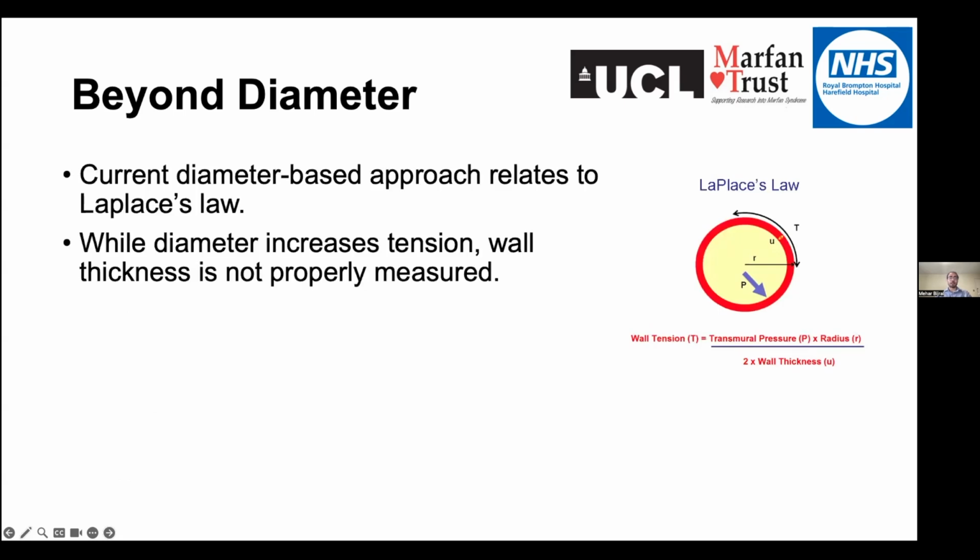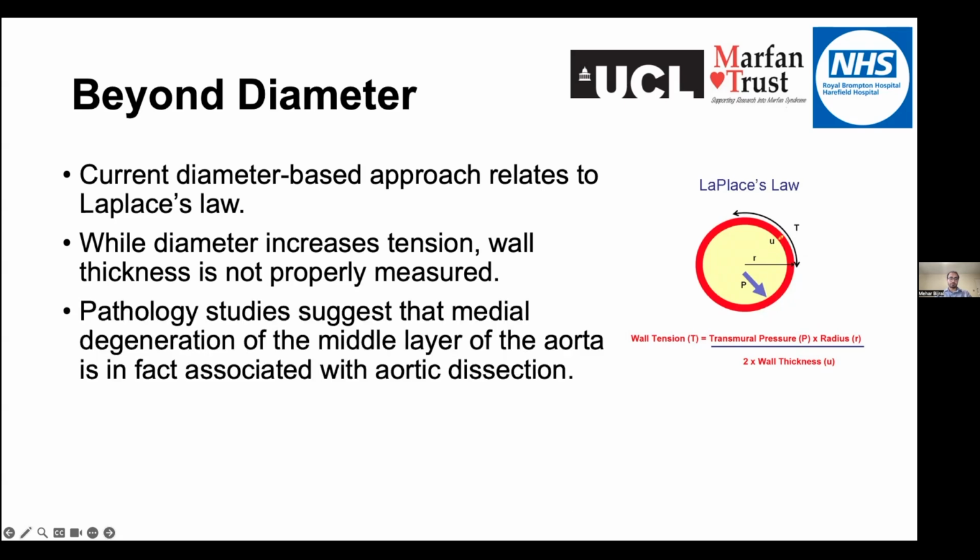I also wanted to highlight what these guidelines are based on. So a physician called Laplace discovered this law that states that the tension in the wall of a cylinder is determined by the radius of the cylinder, the pressure inside the cylinder, and also the wall thickness of the cylinder. So although these guidelines do take into account the radius, i.e. the diameter of the aorta, they do not take into account the thickness of the wall. And this is where we thought we could shift our focus to.